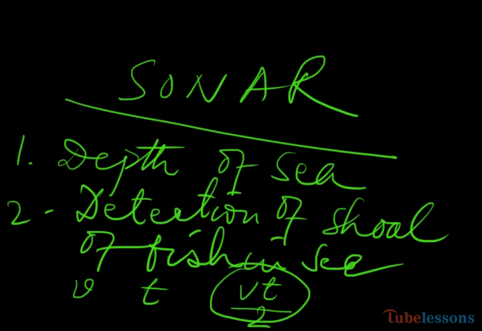Vt by 2 is the depth of the sea. In this manner, we can measure the height of a plane. We can detect the shoal of fish under the sea. We can detect the position of a mountain under the sea, etc. This is the application of echo.